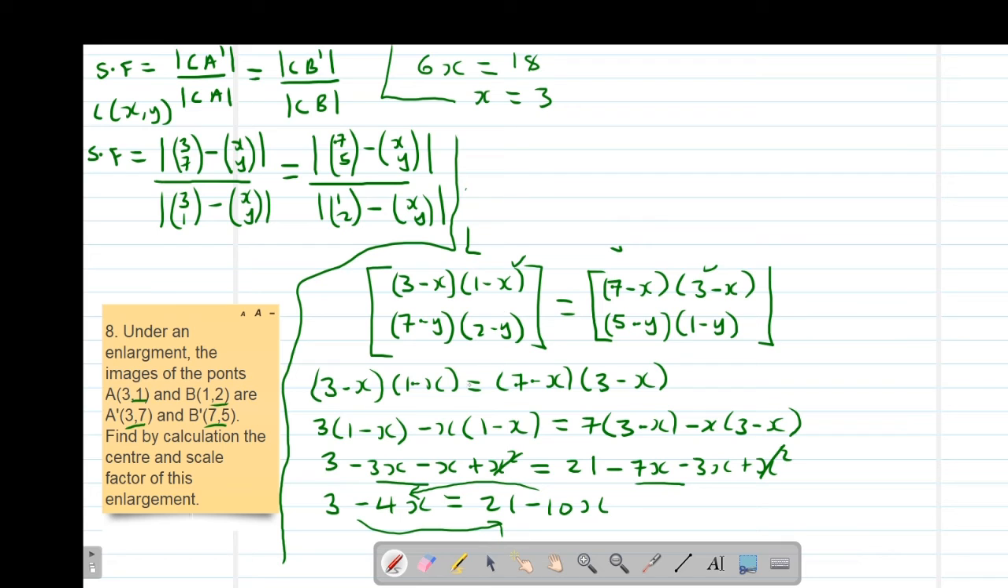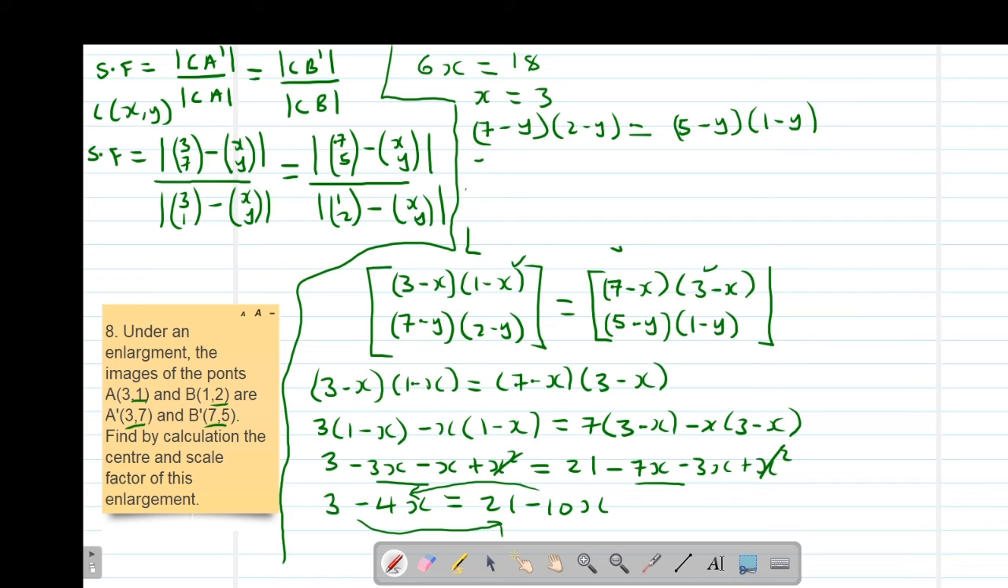Then I do the same thing for the values of y. So I'm going to also equate these parts. 7 minus y should be multiplied with 2 minus y, which should be equal to this part, which is 5 minus y, multiplied with 1 minus y.